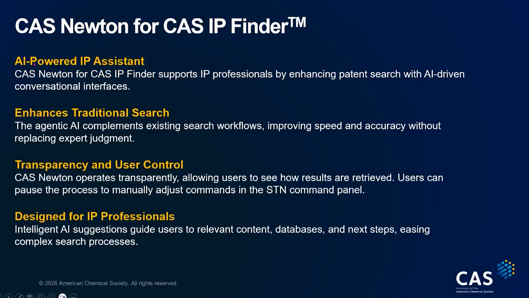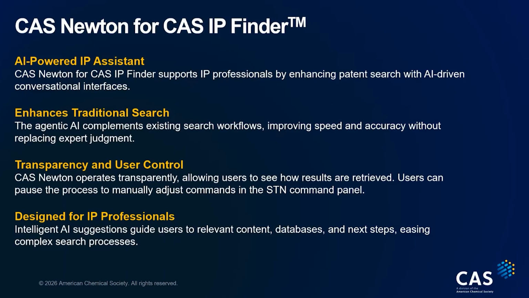Newton is an AI-powered assistant. It's designed to help you with enhancing your patent search by providing a conversational interface. Now, this can enhance upon the traditional search component. You certainly can continue to use traditional searching, or you may use Newton to supplement your traditional search, helping you with speed and accuracy, but not intended to replace your own expert judgment as a patent professional.